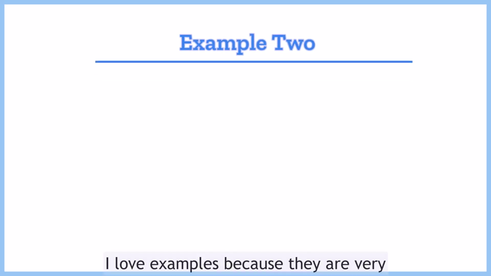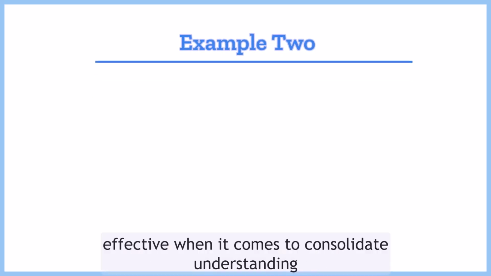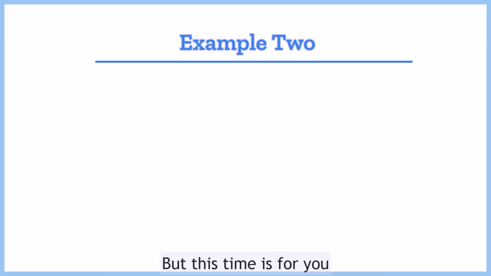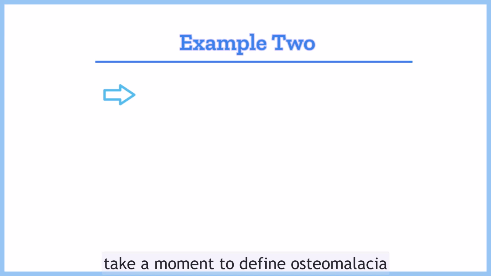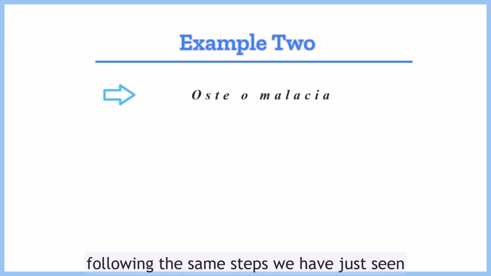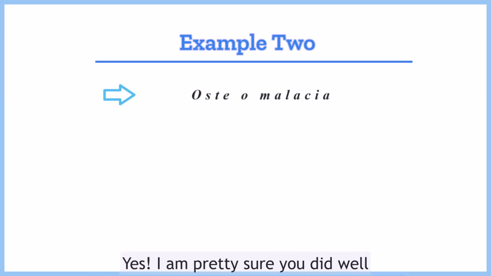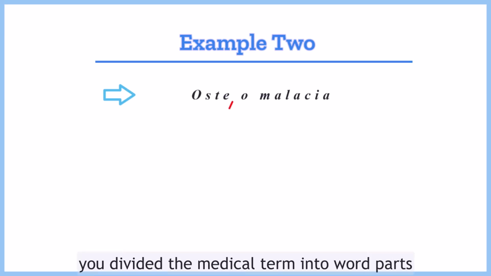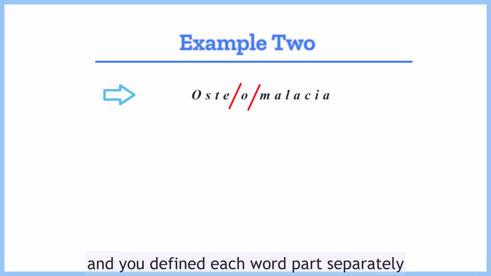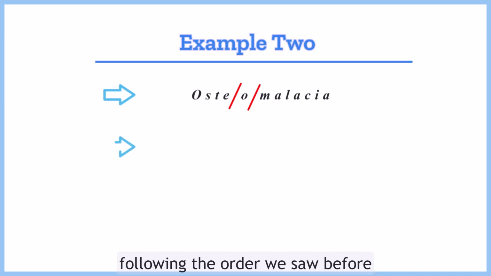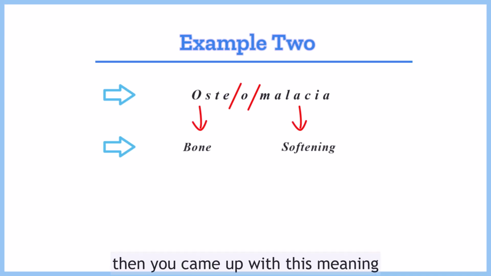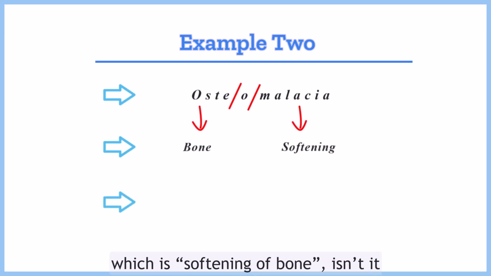I love examples because they are very effective when it comes to consolidating understanding. But this time is for you. Take a moment to define osteomalacia, following the same steps we've just seen. Yes, I'm pretty sure you did well and you followed the same steps. You divided the medical term into word parts, and you defined each word part separately following the order we saw before. Then you came up with this meaning, which is softening of bone, isn't it?